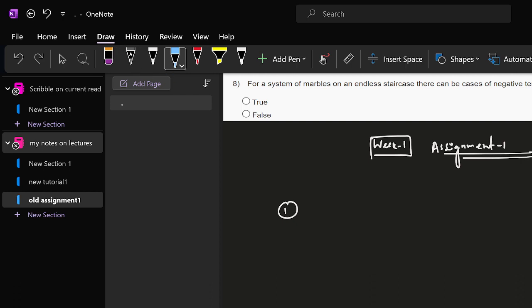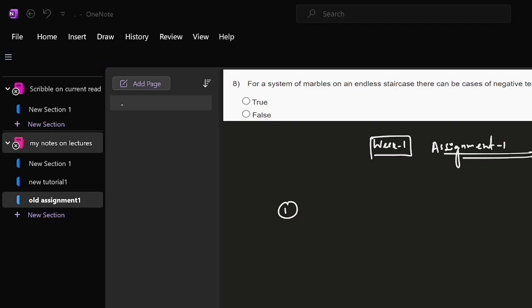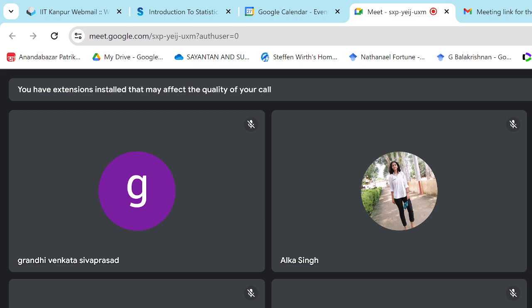The Wi-Fi is having some problem. One second. Okay, I think the connection was lost in between, but right now I think it is fine.